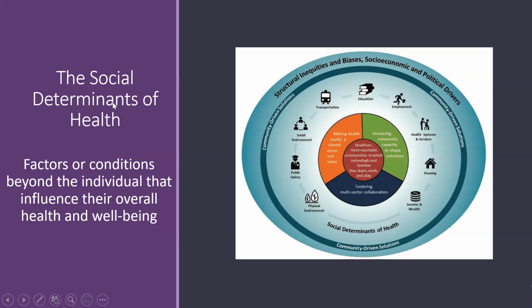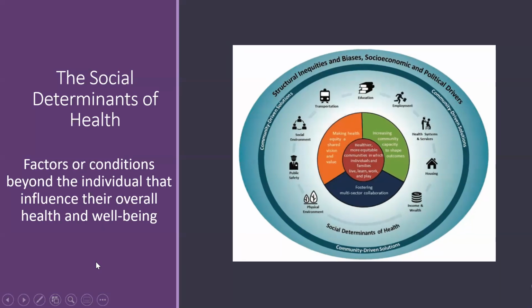So you can see then on the inside here that the goal identified by the National Academy of Sciences is having healthier, more equitable communities in which individuals and families live, learn, work, and play. And that is generally the center concept or the goal that you will see in a lot of these models, is having the opportunity for everyone to be as healthy as possible.